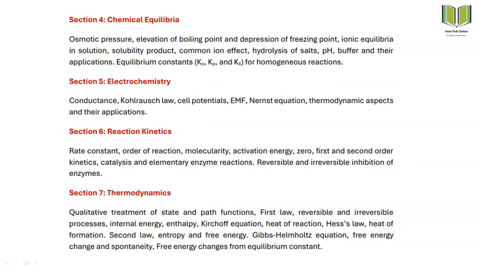Then there comes chemical equilibria or physical chemistry, in which we will be seeing the various theories related to osmotic pressure and colligative properties. The 4 colligative properties I can list here are elevation in boiling point, depression in freezing point, relative lowering in vapor pressure, and the osmotic pressure theory.